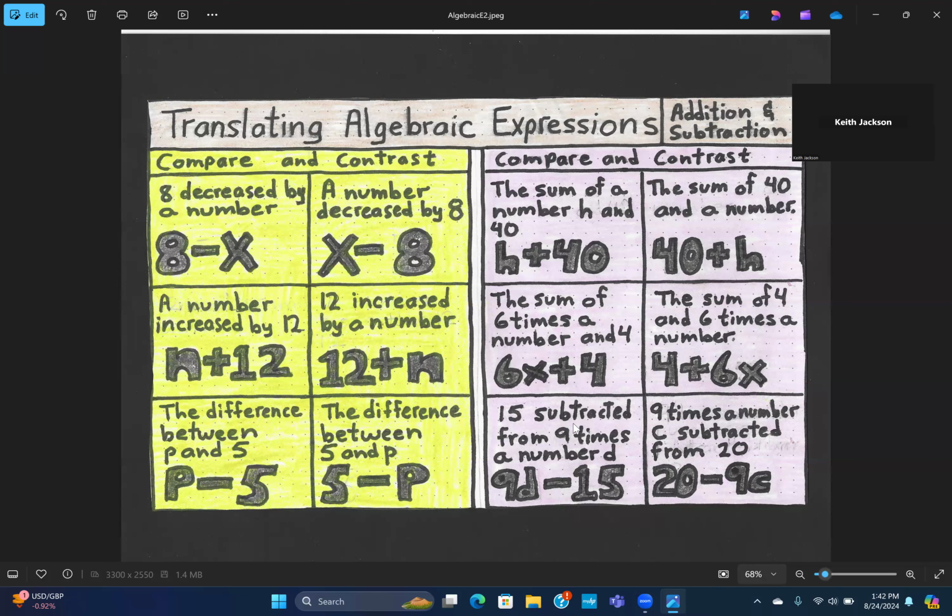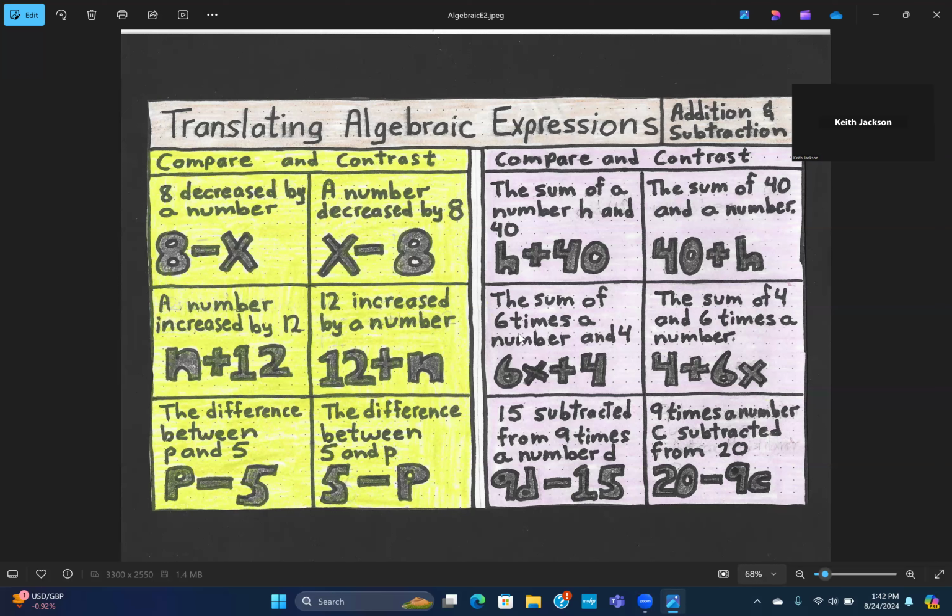Let's look at this bottom row right here, in which we have 15 subtracted from 9 times a number. So 15 taken away from 9 times a number. We're going to put that 9b, or 9x, or 9p out front, minus 15. Then let's look at this example, in which we have 9 times a number c subtracted from 20. So 9 times a number c is going to be taken away from 20. We're going to have to put the 20 out front, 20 minus 9c.